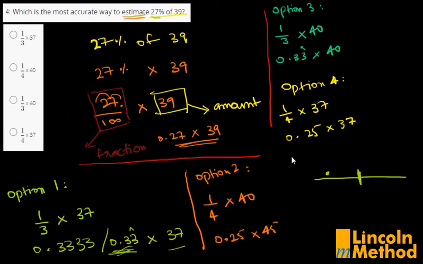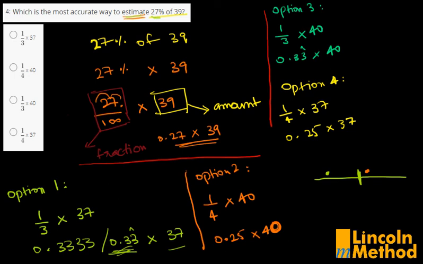Option 2 is 0.25 of 40. So 0.25 multiplied by 40. Now again, 27 over 100, which means 0.27 of 39, or 0.25 of 40. I think that's quite close. Not exactly there, but almost there. So this should end up roughly somewhere over here. So that's our option 2.